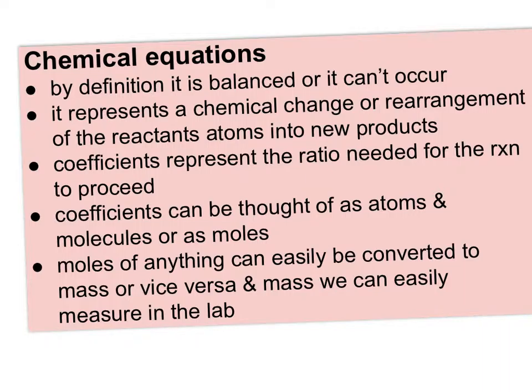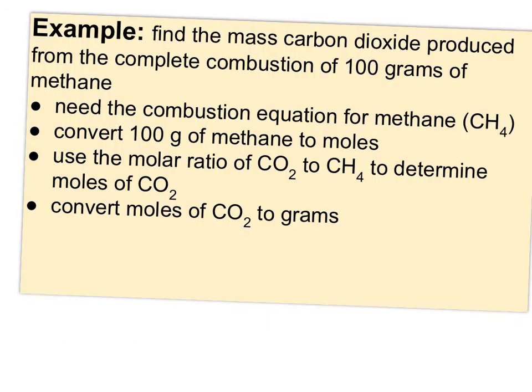And you can think of the coefficients as representing the atoms or molecules if you want to think on the individual level, or you can think of it as representing moles, which is a measurable amount, and more often how chemists think of coefficients. So moles of anything can easily be converted to mass, or mass can easily be converted to moles. And that's good because mass is what we can easily measure in the lab, but moles is how our chemical equations are represented.